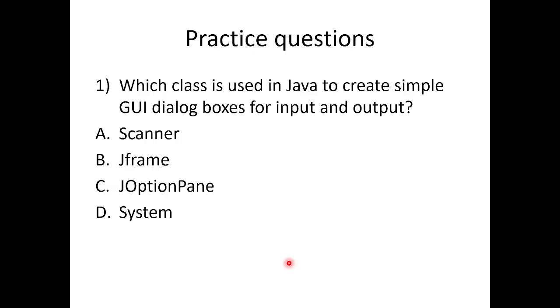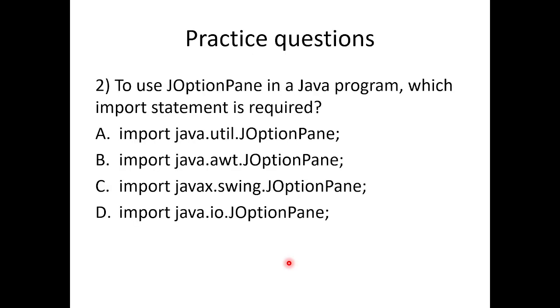Which class is used in Java to create simple GUI dialog boxes for input and output? Answer C. Why C? Okay, so the answer is JOptionPane, 1C. Alright.